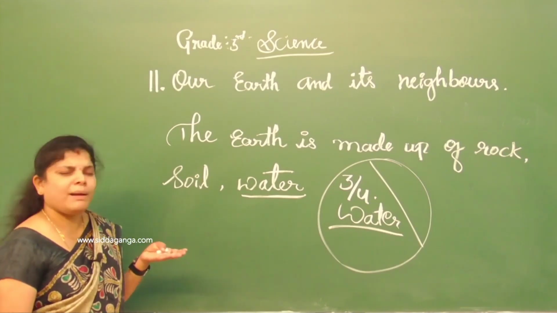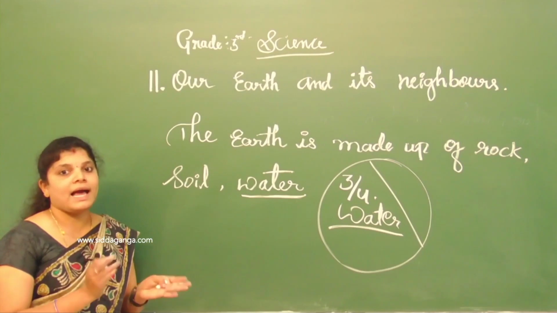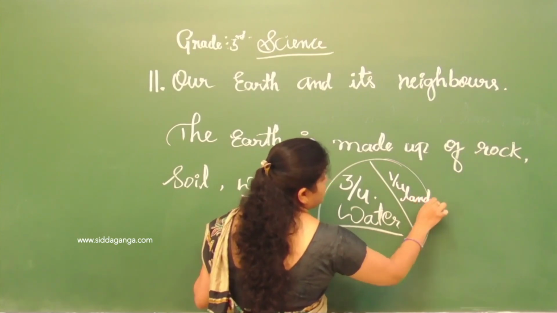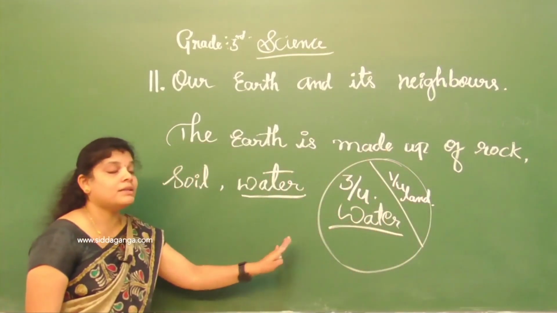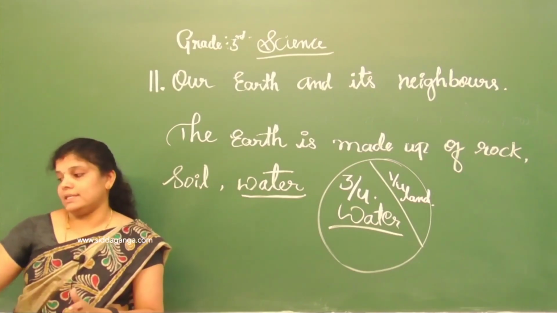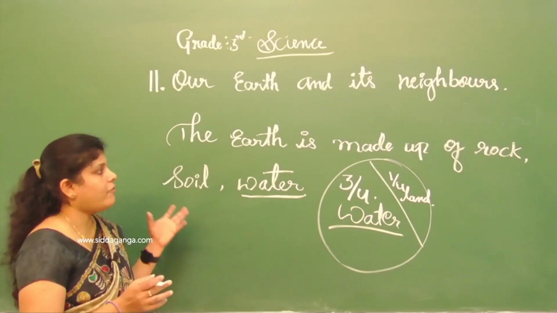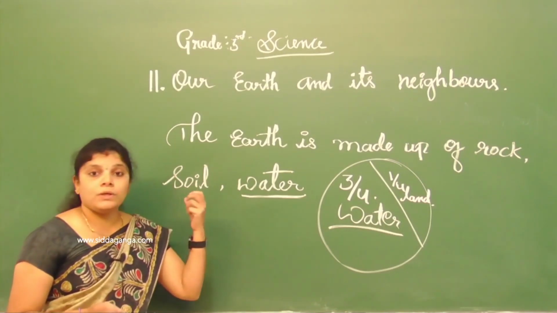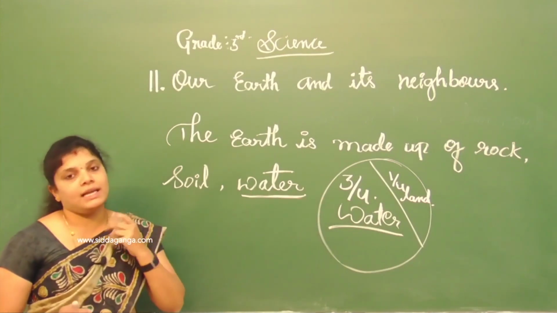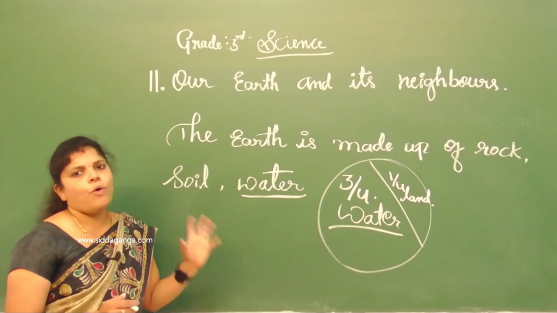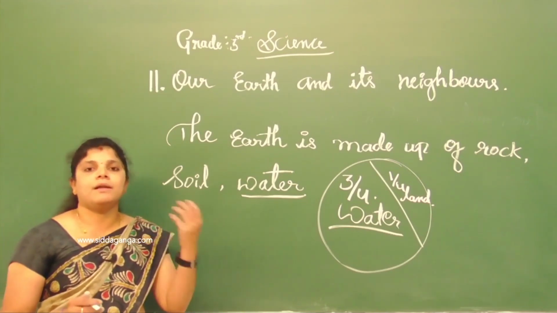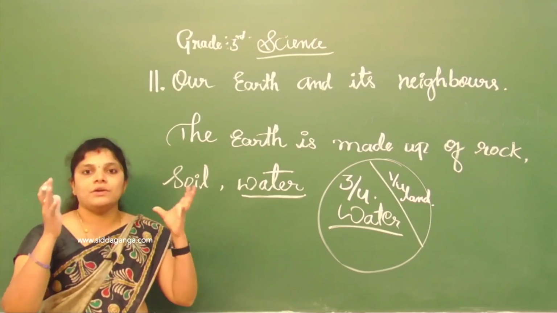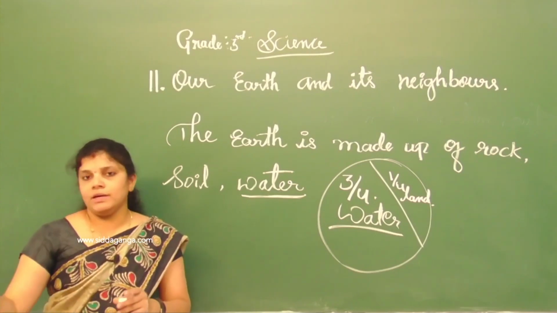So only one-fourth is land. That's why we call the earth a blue planet. The earth is made up of rock, soil, and water. Three-fourths of the surface is water, and one-fourth is land. The earth is home to all things, living and non-living. The earth is round in shape. So now we have the shape of the earth.